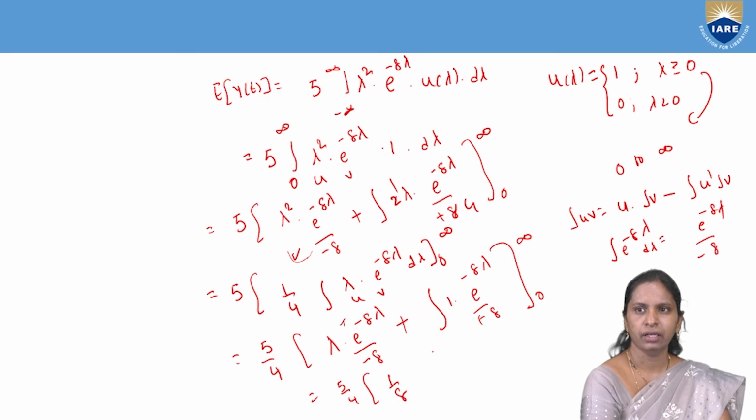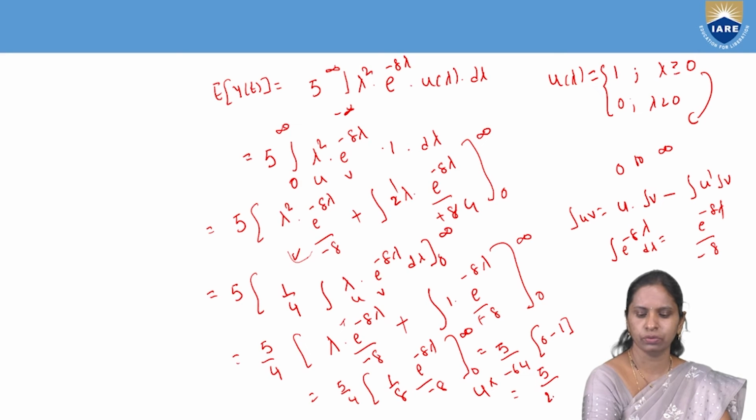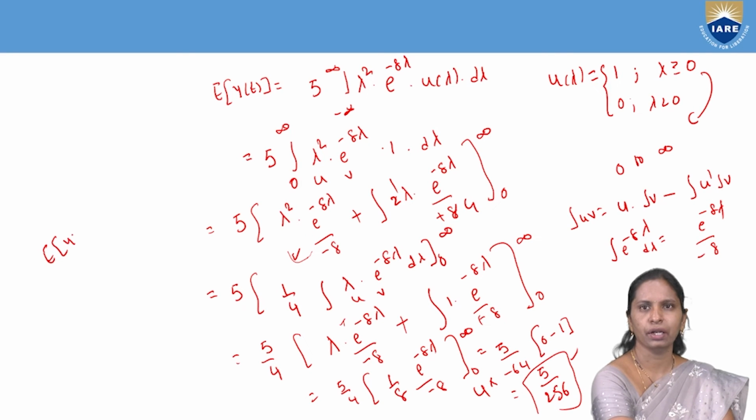So, 1 by 8. And integration of e power minus 8 lambda is e power minus 8 lambda by minus 8, and the limits are 0 to infinity. Now, you substitute the upper and lower limits. Then what can you obtain here? 5 by minus 64 into e power minus infinity is 0 and e power 0 is 1. So, 5 by 64 into what you have here? 4. It equals what? 5 by 64 into 4 is 256. Therefore, what is the mean of the random process? We got 5 by 256.